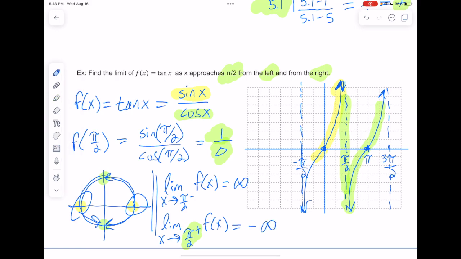And we've run out of room, and they didn't ask us, but because it's positive infinity from the right and negative infinity from the left, that means that the overall limit as x approaches pi over 2 does not exist.